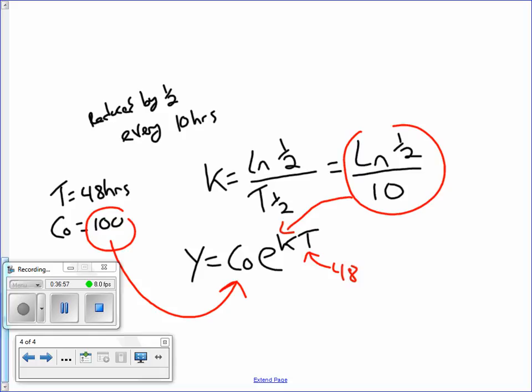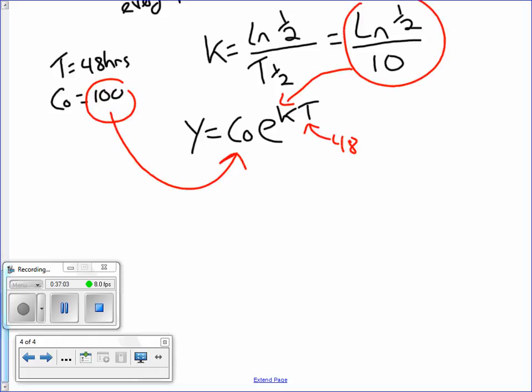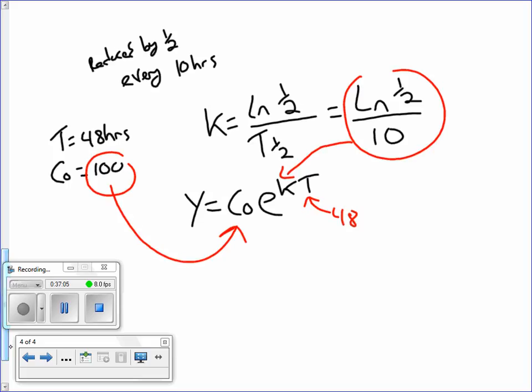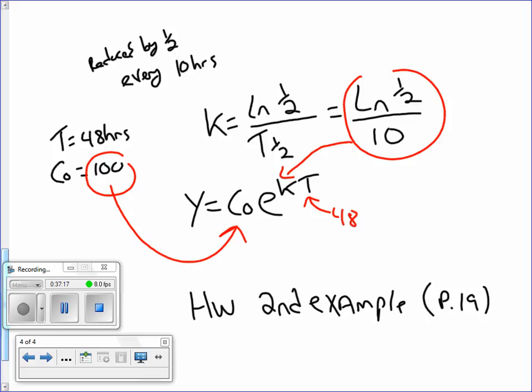Why don't you guys try for homework the second example. We're going to use the exponential equation itself. Second example on page 19. And let's do 1, 2, and 3 on page 20.